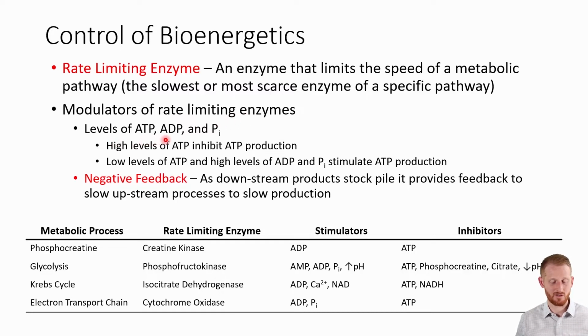ATP, ADP, so the broken down version of ATP, and also the inorganic phosphate coming off of the ATP when it's broken down, those are all very common modulators. Typically, when you have high levels of ATP, it's going to inhibit the bioenergetic pathways and the rate-limiting enzymes. When you have low amounts of ATP, meaning your body needs to produce it, that's going to speed up the pathways and speed up these rate-limiting enzymes.